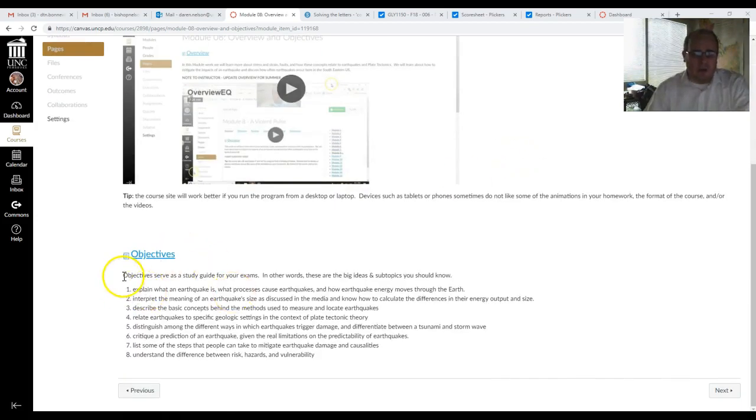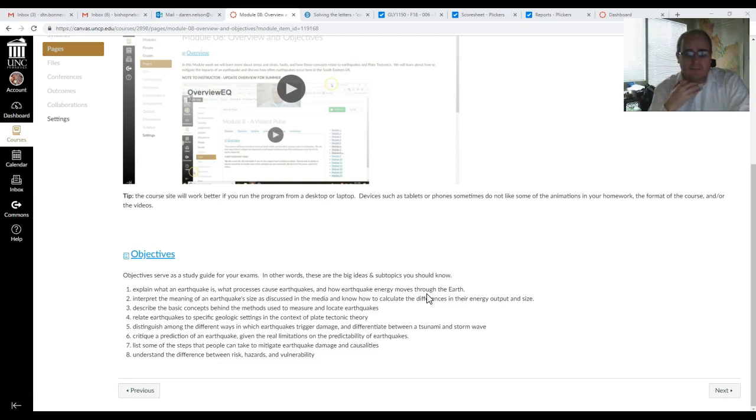So the objectives are as follows. Make sure you explain what an earthquake is, what processes cause earthquakes, how earthquake energy moves through the earth, and interpret the meaning of an earthquake size, as discussed in the media. We're going to calculate this, and so you need to be able to figure that out. The text does an okay job at it, but the lecture slides do a better job at explaining that, so make sure you understand that.